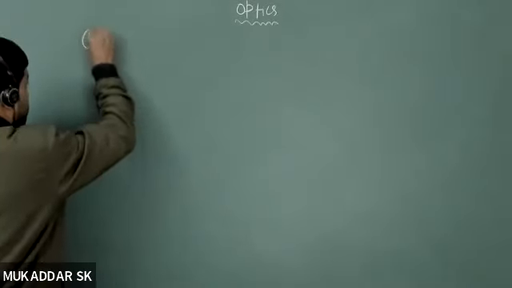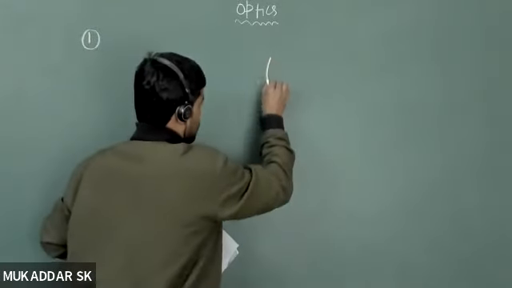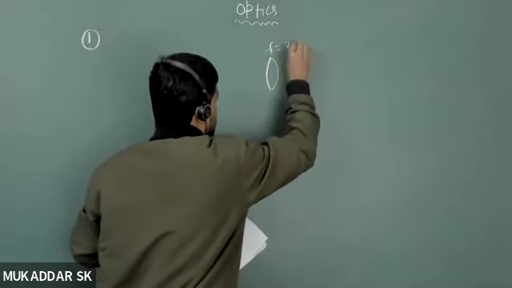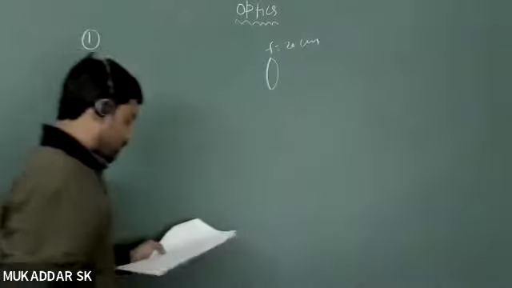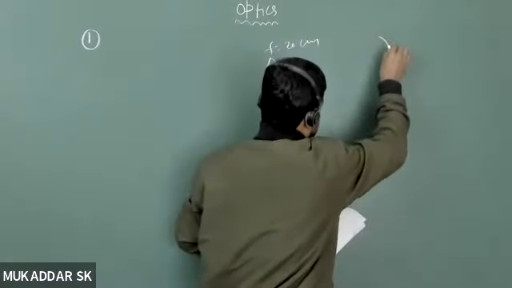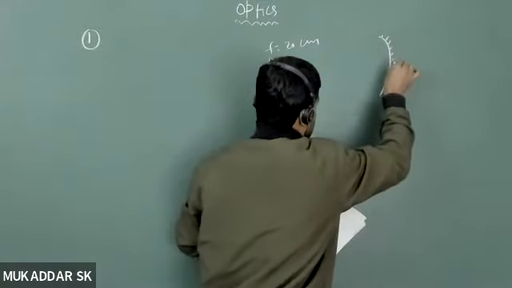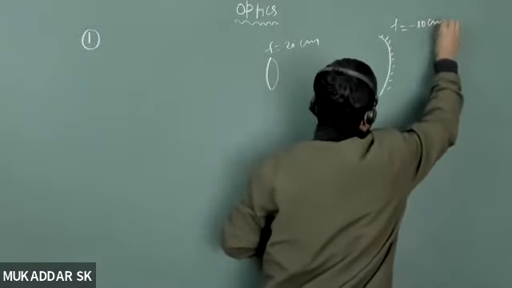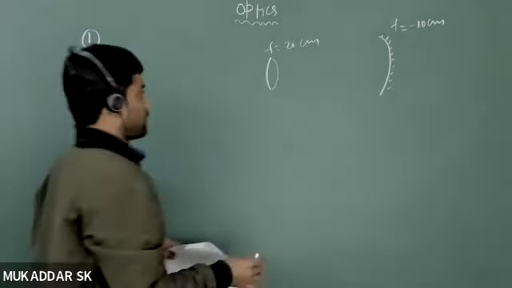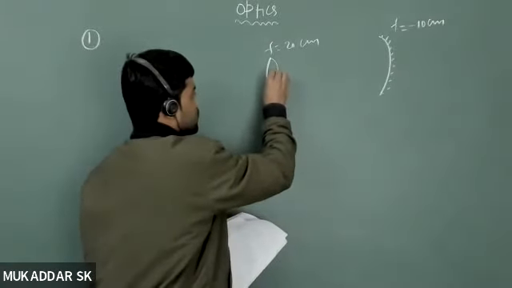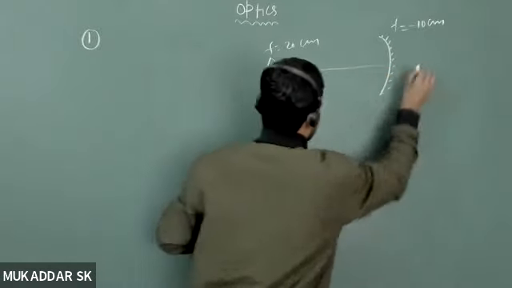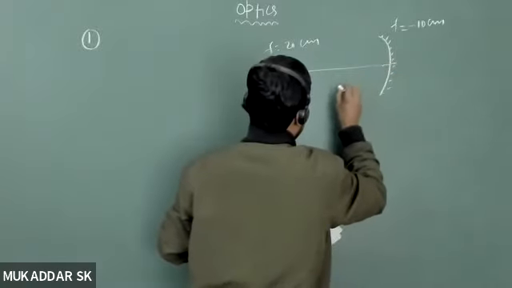This kind of system. Problem number 1. You have a convex lens and its focal length is 20 centimeter. Then you have a concave mirror. The focal length of this concave mirror is given as minus 10 centimeter. And the separation between the optical center of this lens and the pole of this mirror is given. This distance is basically 50 centimeter.